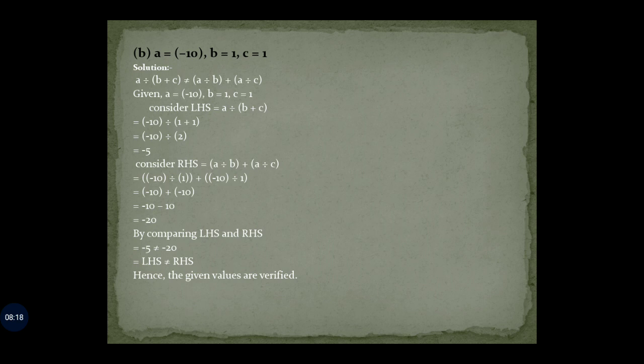Consider RHS, which is A divided by B plus A divided by C. Here let us consider both the brackets separately first. Minus 10 divided by 1 plus minus 10 divided by 1. As you can see, both the brackets have same value. Minus 10 plus minus 10 together gives you minus 20. By comparing both LHS and RHS, minus 5 is not equal to minus 20. Hence, the given values are not verified.